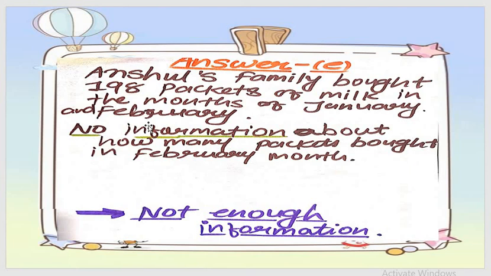Understood all students now? So what do we write as the answer, at the end part of the question? We write: not enough information. We should write that here there is not enough information, so we cannot easily solve this sum. Got my point, all students? That's why we cannot easily solve this problem.